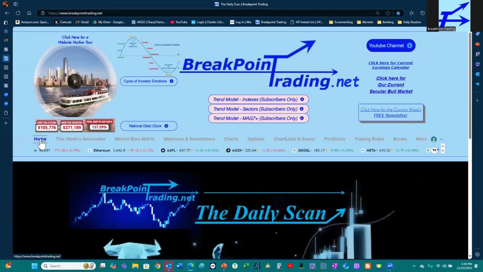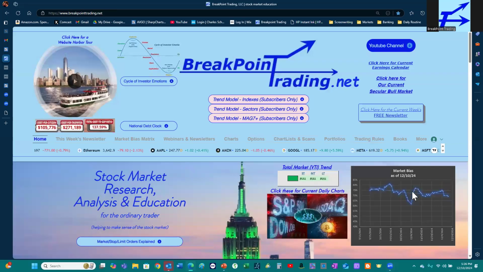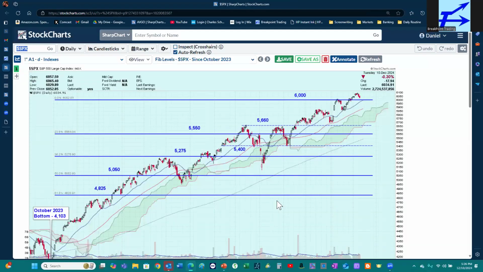So let's first jump to the home page and look at the market bias, which ticked down slightly again today. It was an interesting day, actually. Most of the major indexes were flat or down. We'll look at each one. The one that I was really watching was small caps, the Russell 2000. We'll look at that in a second.